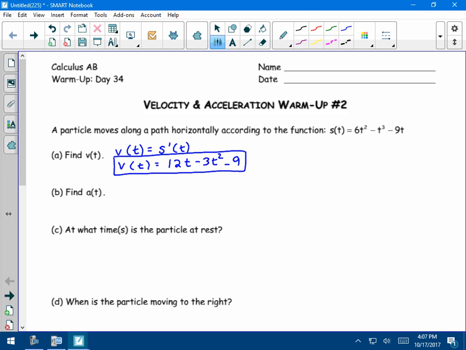Done. Next, find a of t, acceleration. How is acceleration related to position? Well, acceleration is the second derivative. Or you can think of it as the derivative of the velocity. Either way, take the derivative of that velocity function we just got. You should end up with 12 minus 6t.